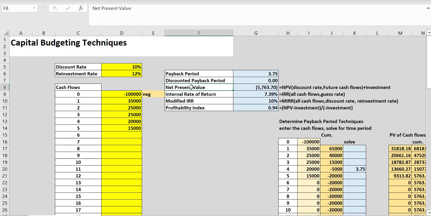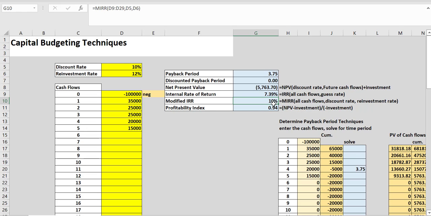Remembering what? That net present value is the technique that always gives us the correct answer. In this case, net present value was a negative $5,700. So this is not a good project. We would reject this project. In this project, we have a cost of financing of 10%. The project is only going to earn 7.39%. It's not a good project. The returns are less than the costs.